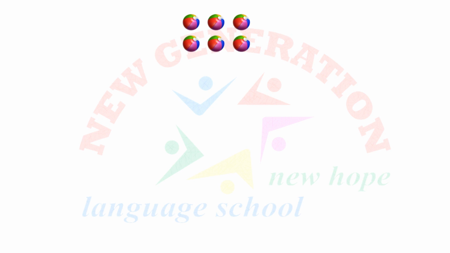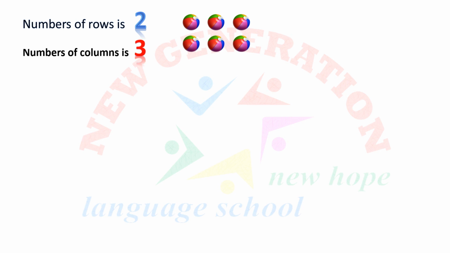If you look at this array, can you tell me how many rows are in this array? Excellent, there are 2 rows. How many columns? 3 columns. The total number of balls is 3 times 3. The number of rows tells me how many times I add the number of columns. The number of columns I add to itself 2 times. So the result will be 6.